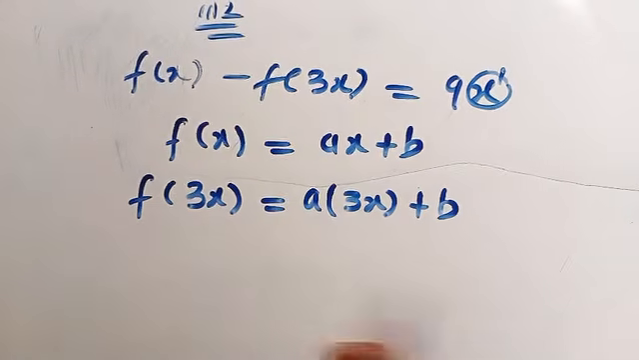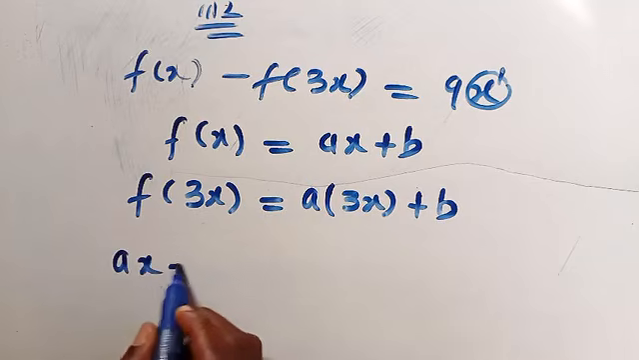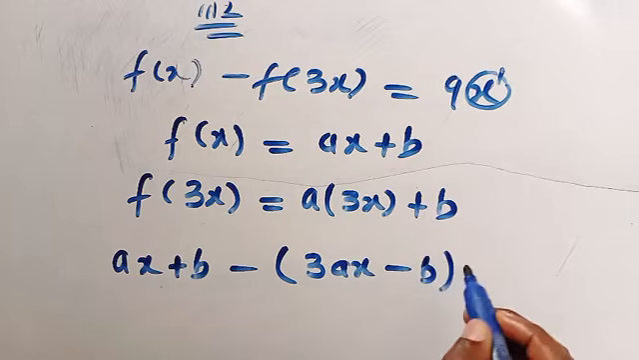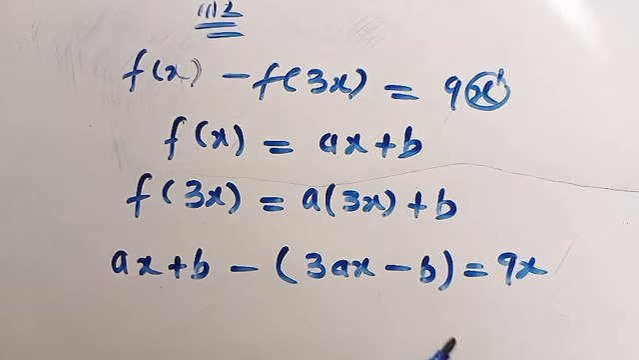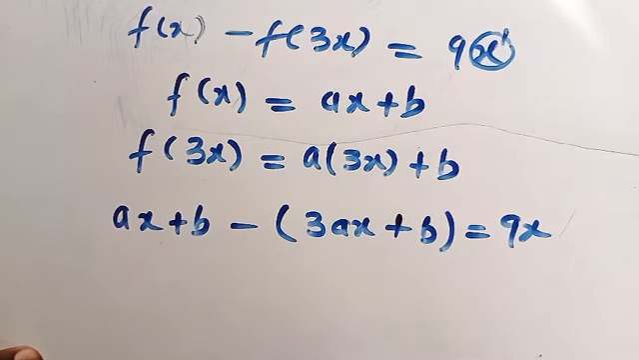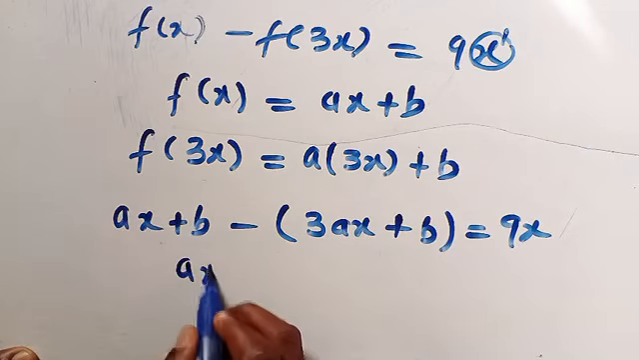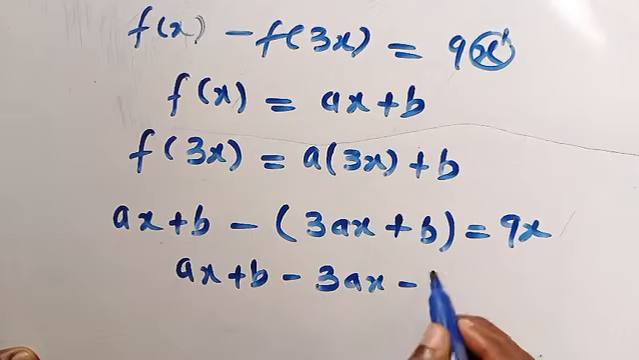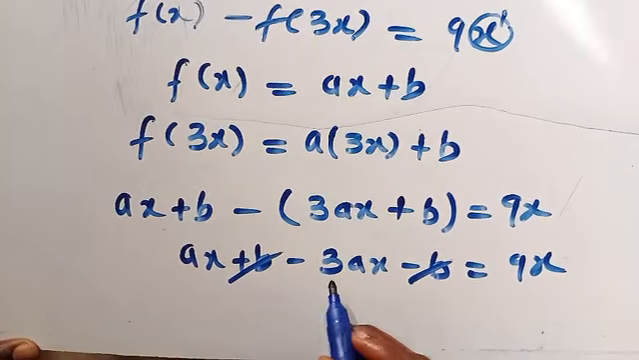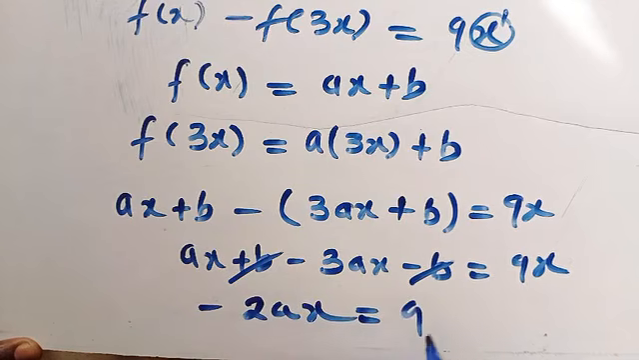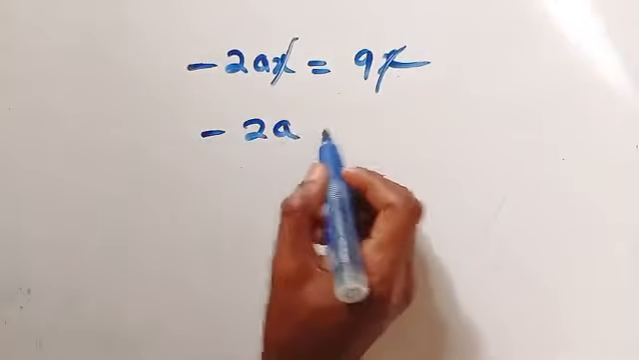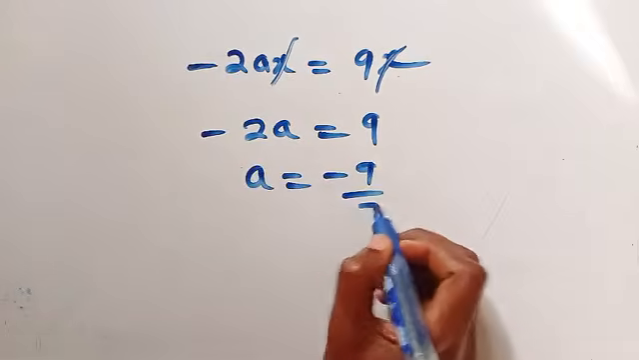By subtracting these from each other, we are going to have ax plus b minus the bracket 3ax plus b, everything equals 9x. So subtracting, we have ax plus b minus 3ax minus b equals 9x. The b cancels b, then ax minus 3ax gives us minus 2ax equals 9x. Comparing the coefficients, we cancel x, we have minus 2a equals 9, and a here equals minus 9 over 2.